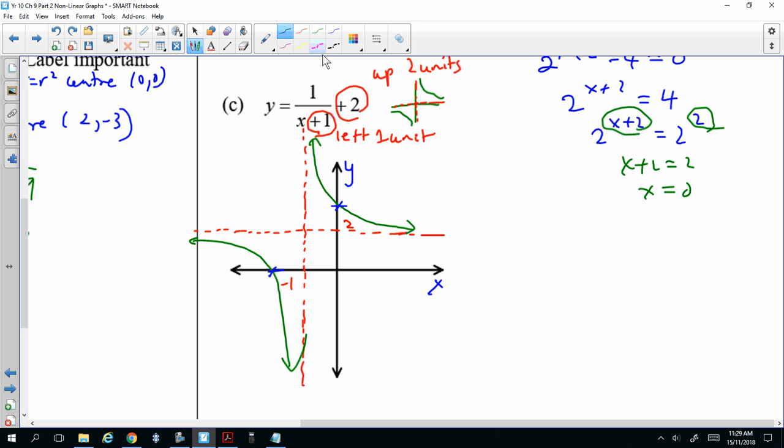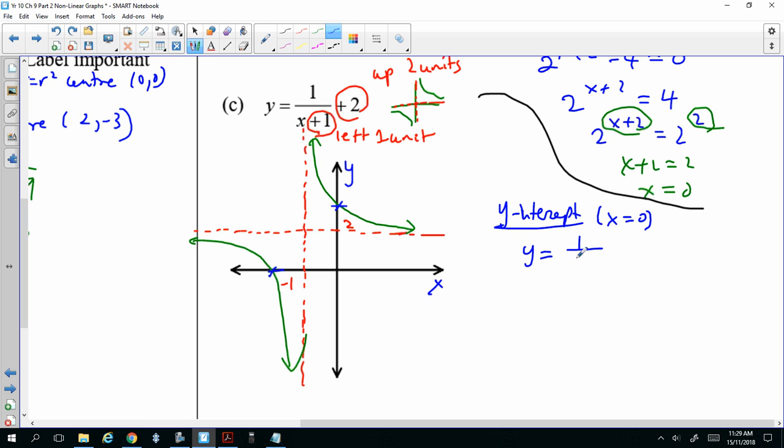So what's the working out like? We're going to start with the y-intercept. That's when x is 0. So that's pretty easy to do. 1 over 0 plus 1, plus 2. That gives you the answer 3. So label 3.